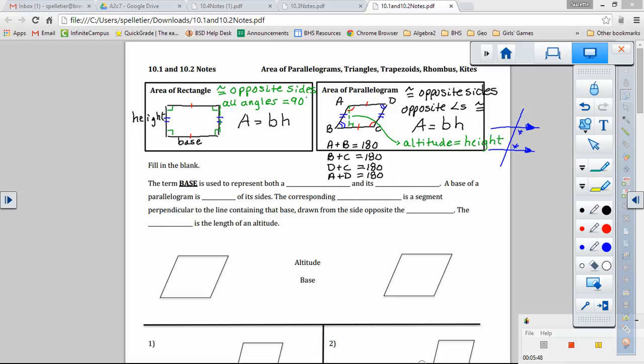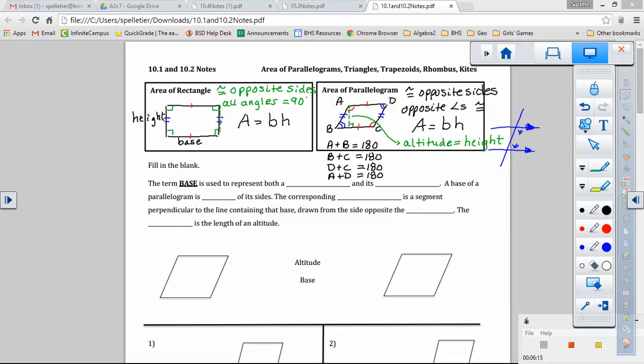As you can imagine, in some figures, when we get ready to figure out the area, we are not going to be given that segment. We're going to have to use what we know about 30-60-90 triangles and 45-45-90 triangles to find the length of that height in order to plug it into our formula and get the area of a parallelogram. So area of a rectangle and area of a parallelogram are both base times height.